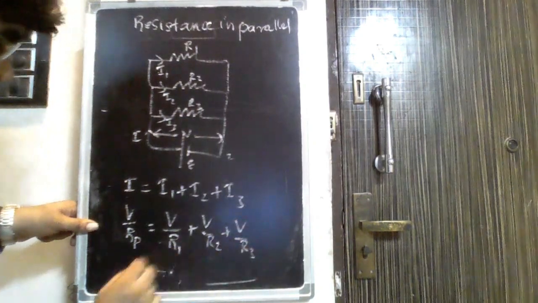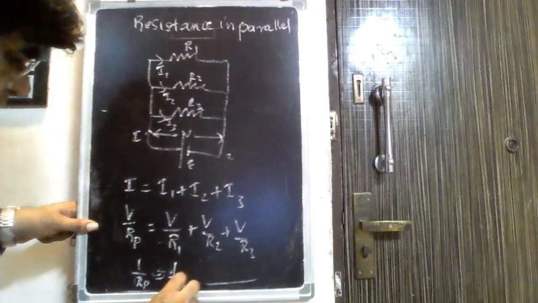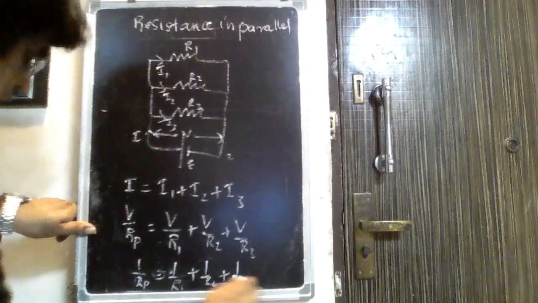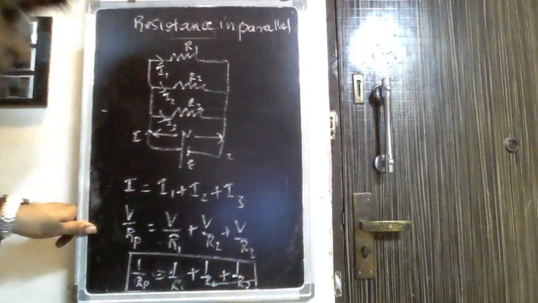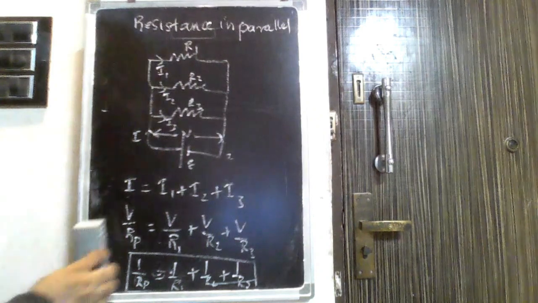So cancel, take common. So 1 by R will be equal to 1 by R1 plus 1 by R2 plus 1 by R3. So this is going to be the total resistance of the circuit in parallel. So in series and parallel, this is the information. So we understood now in resistance series and parallel, this is the condition.